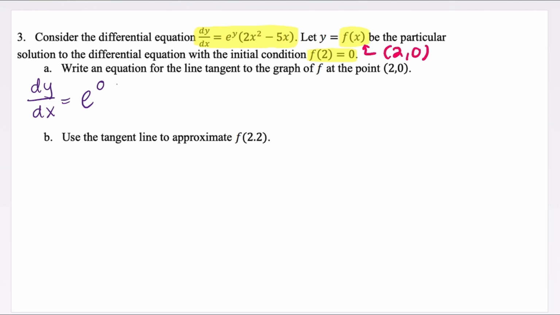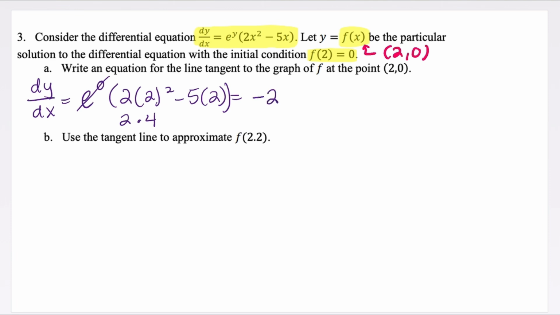So that helps out a lot. So I'm going to have 2 times 2 squared minus 5 times 2. So e to the 0 is just going to be 1. So that's really not going to do anything for me as far as the multiplication goes. Then I'm going to do 2 times 2 squared, which is going to be 2 times 4, and that'll be 8. And then 5 times 2 is 10. 8 minus 10 is going to be negative 2.